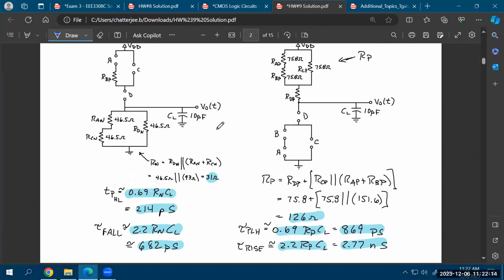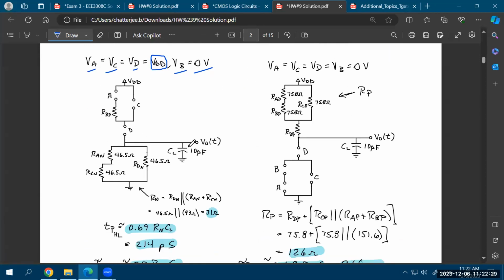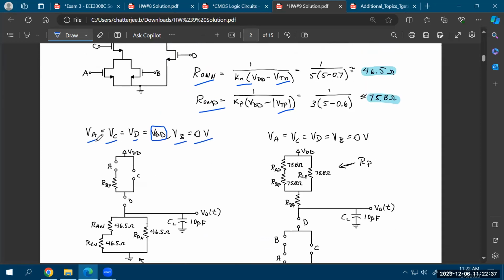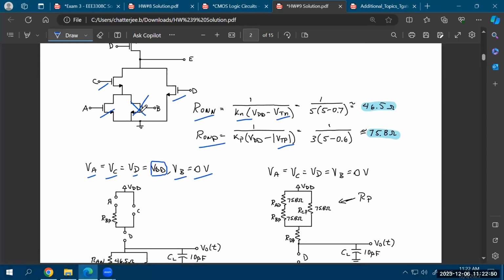Now, for answering the second part of the question, it is asked that, okay, if your VA, VC, and VD are turned on or connected with VDD, and maybe one of the other inputs is connected to 0, what will happen? So the easiest way to solve these kind of questions is that you consider, for example, here your pull down network, whenever the transistors are on. So let's say VA, VC, and VD, these transistors are on, and VB, this transistor is off.